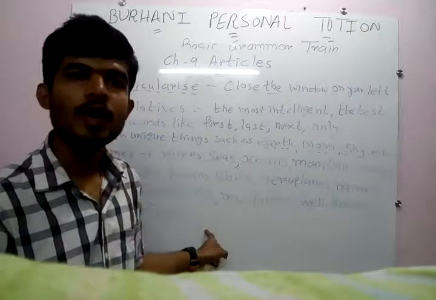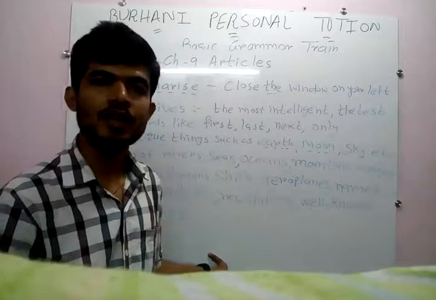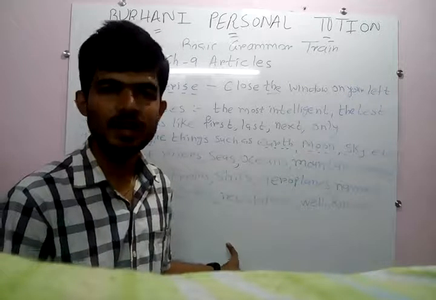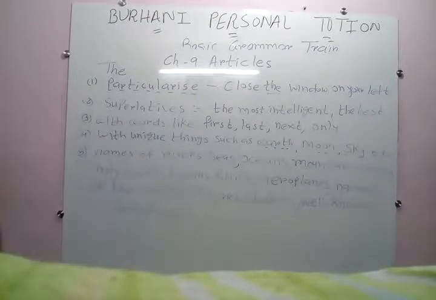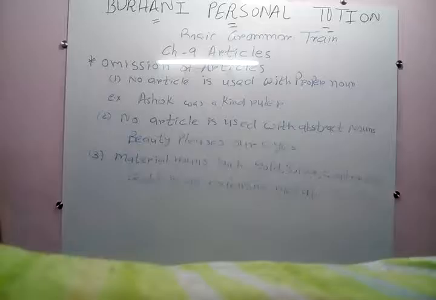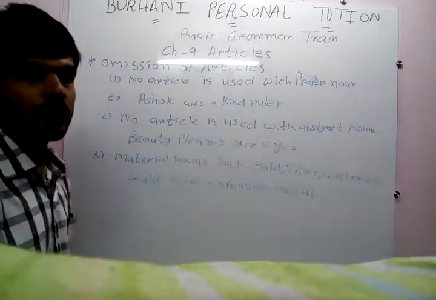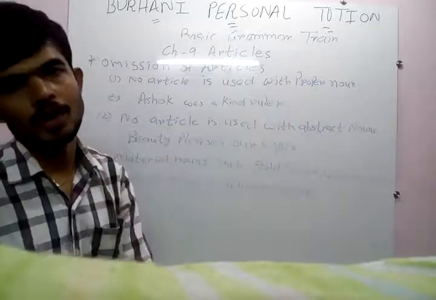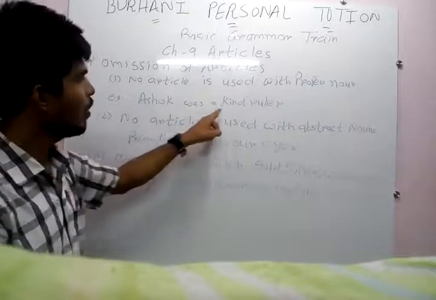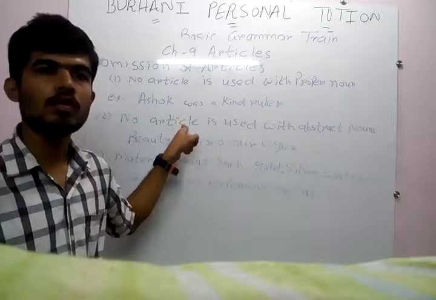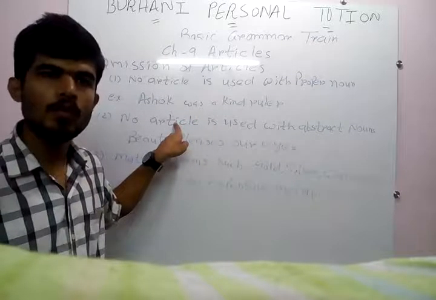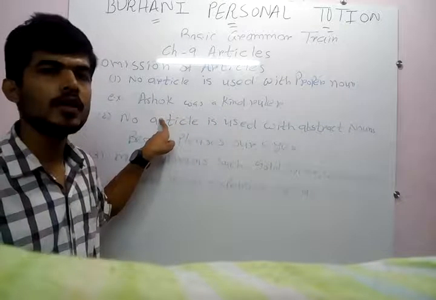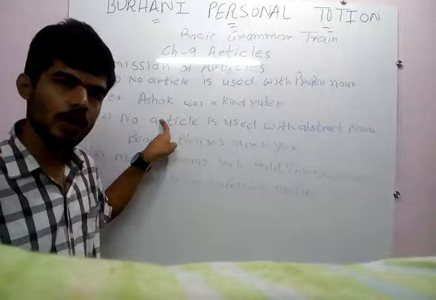Now we will learn where not to use the article, or you can say omission of article. The first rule: no article is used with a proper noun. See the example over here: Asoka was a kind king. We have not used the Asoka. Asoka is the name of one particular king only, but we have omitted the article. Don't use an article with a proper noun.